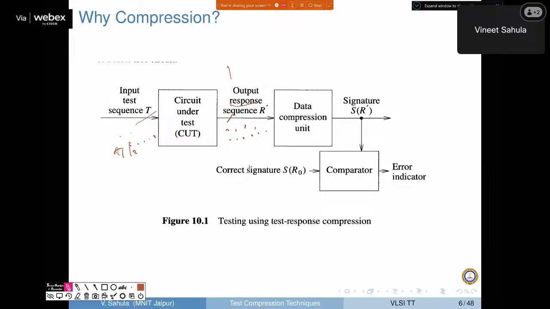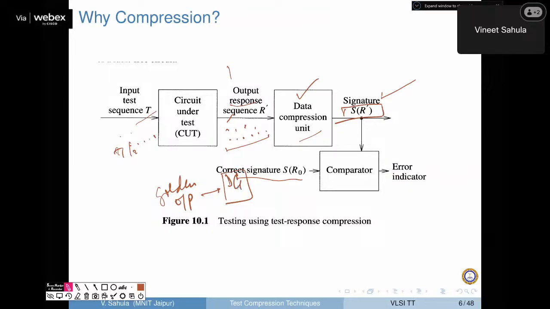So you have 2 to the power n number of bits, 1 bit each, and you compress it and generate a signature, which we call SR prime, which is the response. We have a correct signature already, which is compacted, right? So we can say we have a golden output sequence, and we use the same data compression unit, generate this signature, and we compare, right? So our basic thing is this one, which we are looking for.